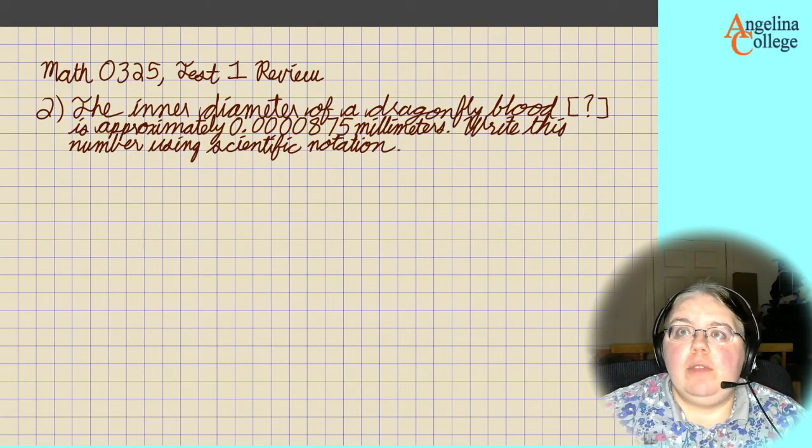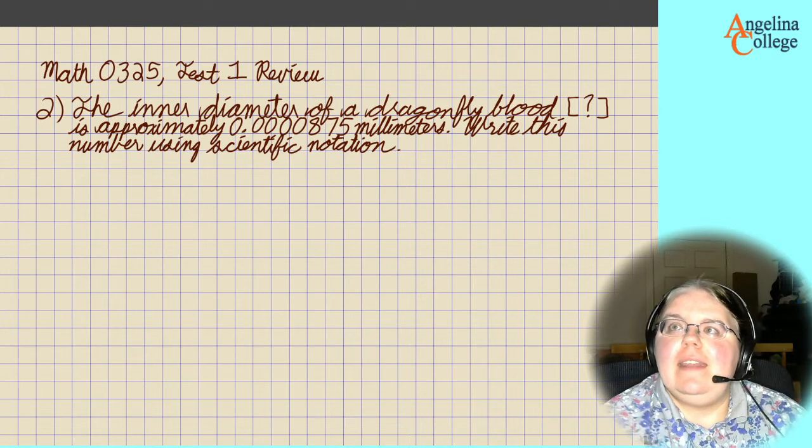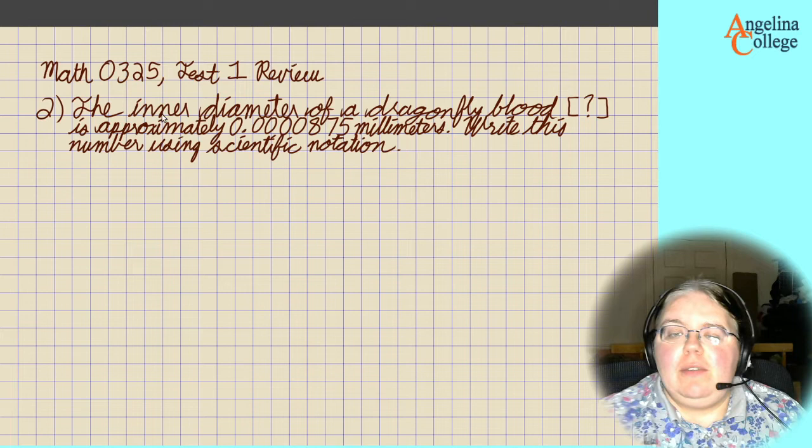I'm here with question 2 out of the Math 03 25 Test 1 review. As I was reading through this question, I couldn't quite get it to make sense in my head. It said the inner diameter of a dragonfly blood is etc. and then gave a number.